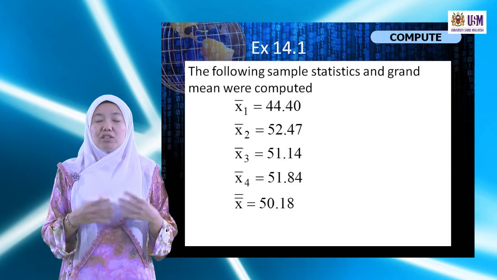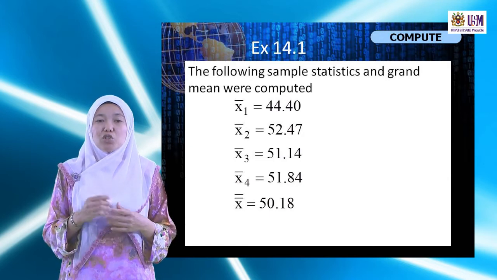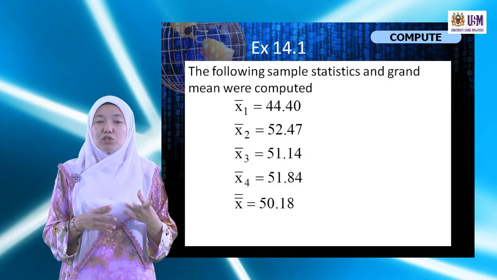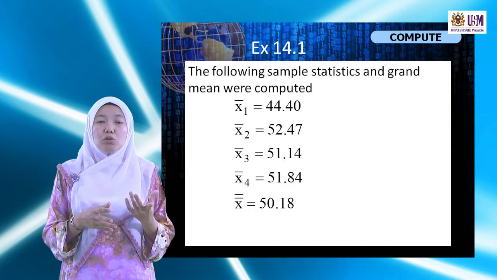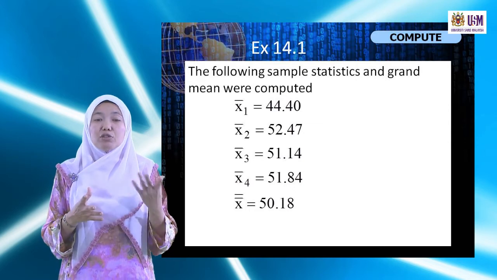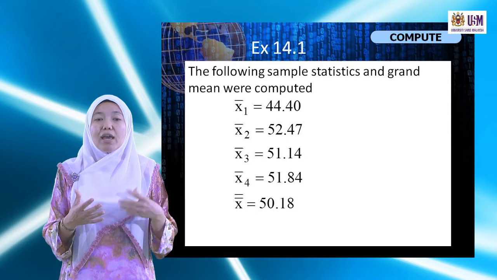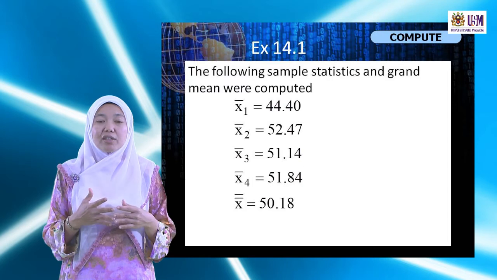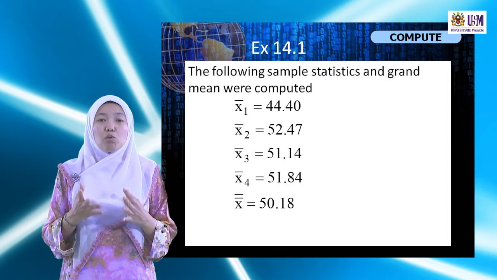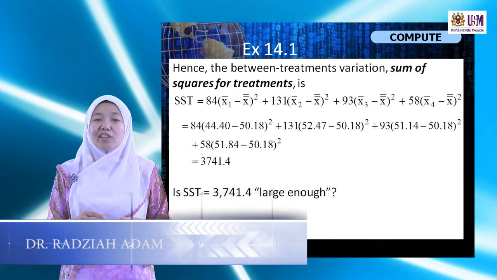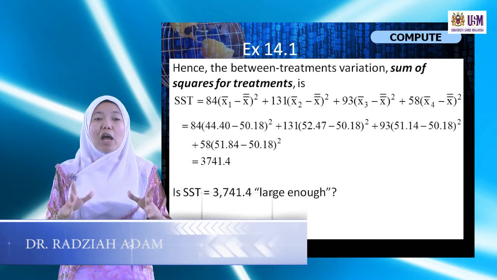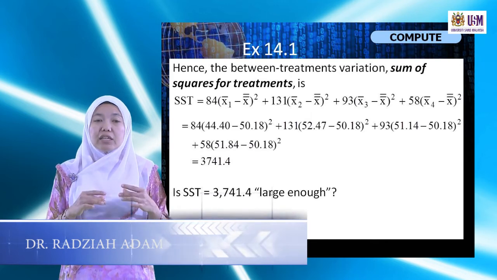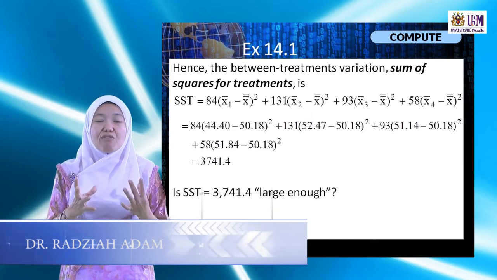So what you have now are the sample statistics and the grand mean computed using the computer. You have x bar 1, the sample mean for the first group, 44.4; x bar 2 is 52.47; x bar 3 is 51.14; x bar 4 is 51.84; and the grand mean, which is the mean of all the sample means, is 50.18. The first calculation you need to do is the sum of squares for treatment, or sum of squares for group, SST. This stands for the between-treatment variation.